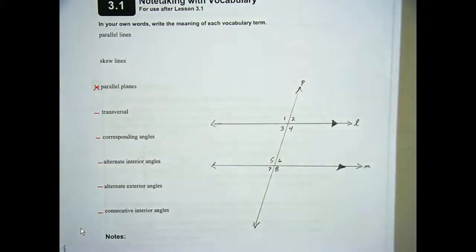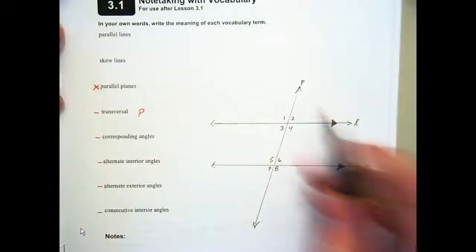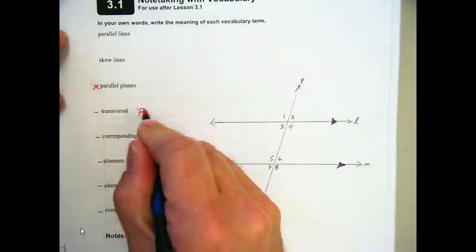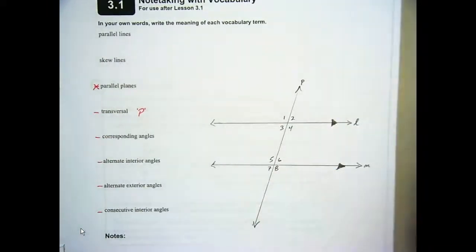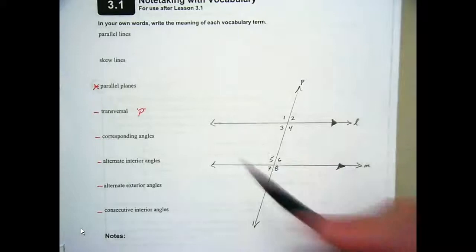What's my transversal? What line there? Line P. Line P is the transversal. It intersects two parallel lines. When we talk about transversal, we're generally talking about a line that intersects two parallel lines, or a set of parallel lines.